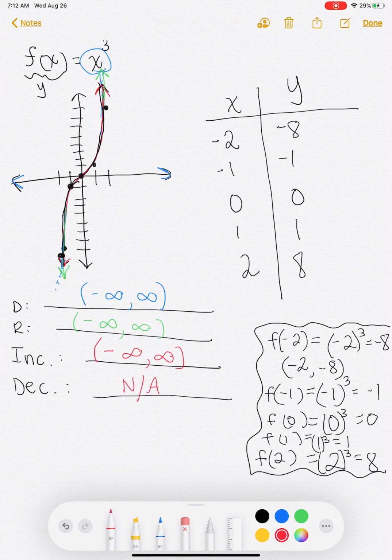Decreasing, that doesn't exist. Sorry, my cat's got the zoomies.